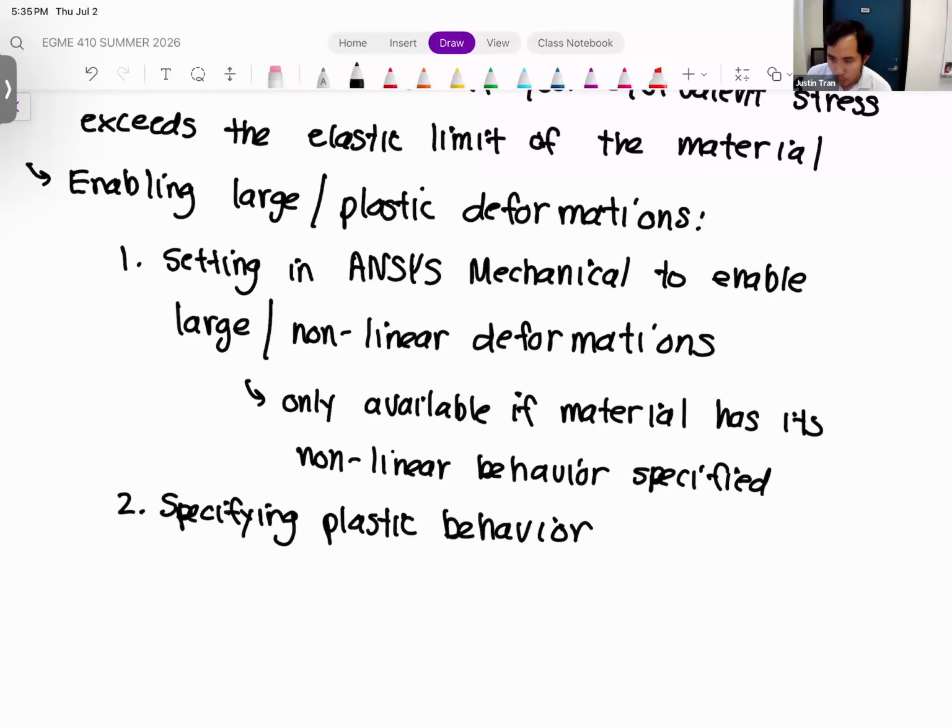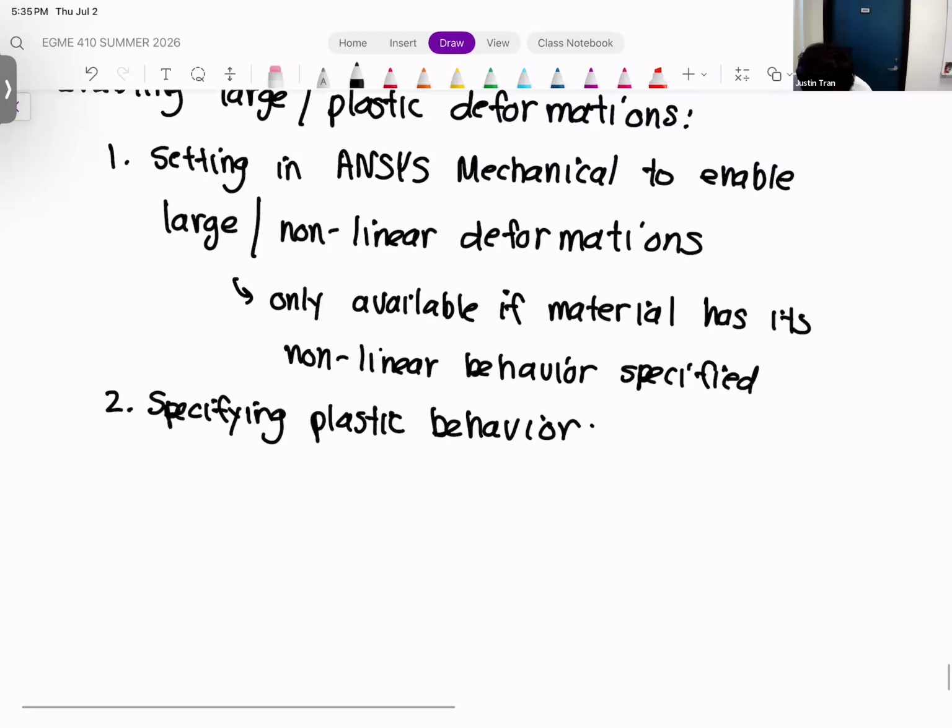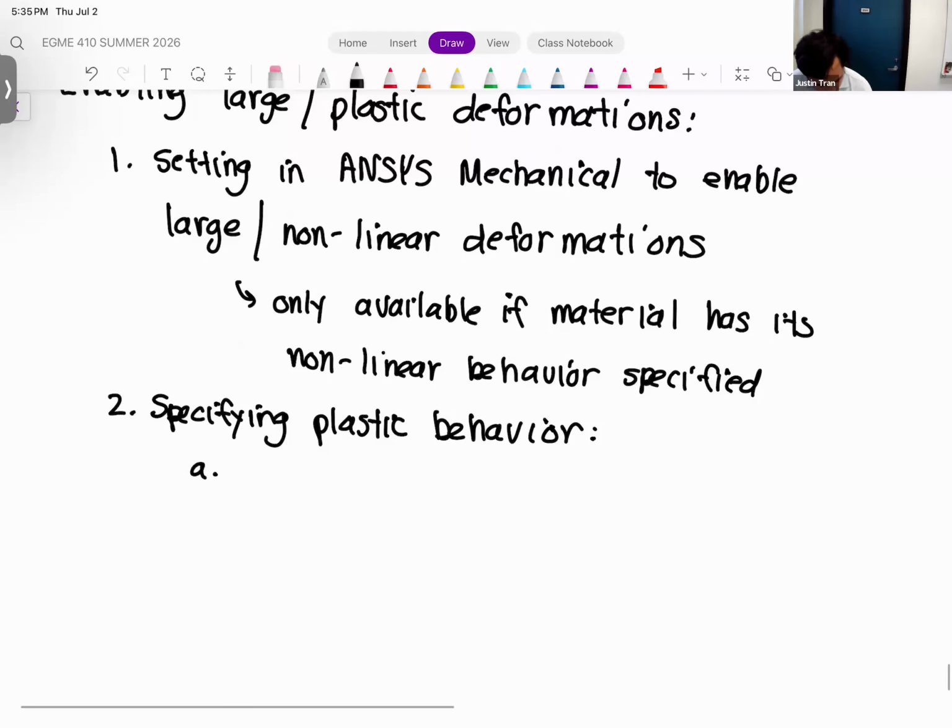All right, this is of course assuming that your material doesn't have this already implemented, so this is maybe for a material that you're implementing yourself. Okay. All right, so you have two options here. The simplest way to implement plastic behavior is to use what's called a bilinear stress strain curve.